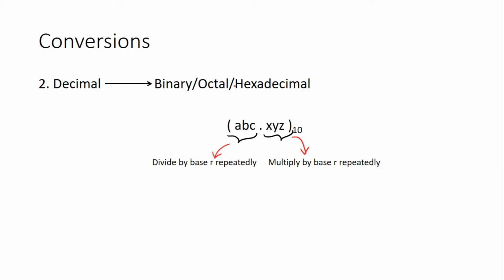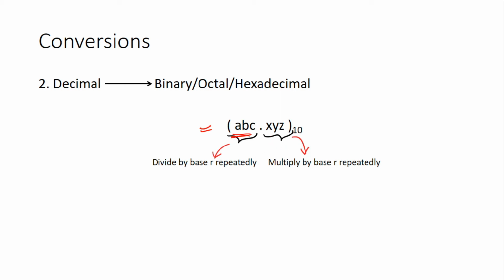Now we're going to talk about another category of conversions, from decimal to binary, octal and hexadecimal. Earlier we talked about the reverse, from binary, octal, hexadecimal to decimal, but now we're going to talk about decimal to binary, octal and hexadecimal. So just keep this in mind. For a number abc.xyz in base 10, in decimal, we're going to divide the integer part repeatedly by the base r, and the fractional part we're going to multiply repeatedly by base r.